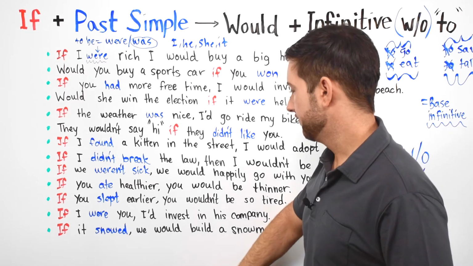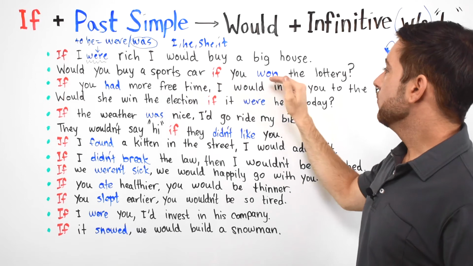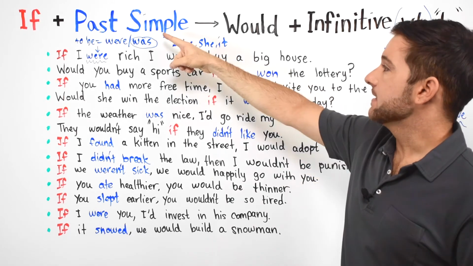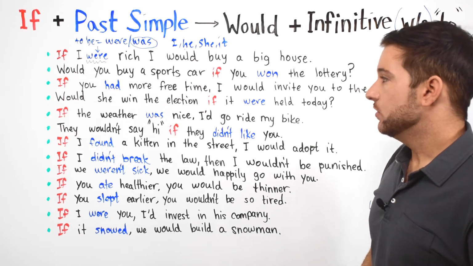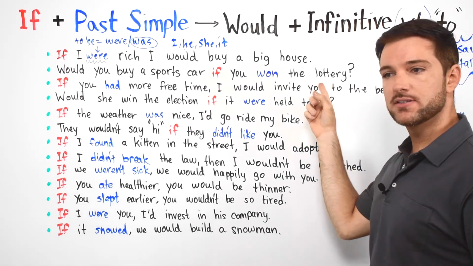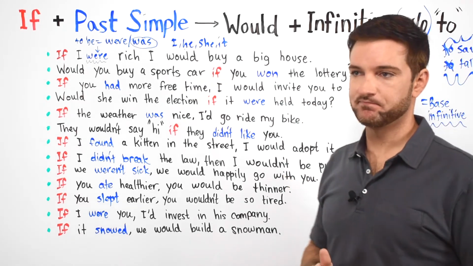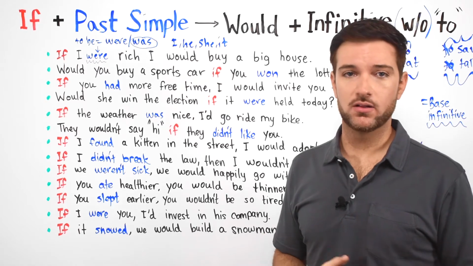Let's continue. Would you buy a sports car if you won the lottery? Won is the past simple coming from the verb to win. Would you buy a sports car if you won the lottery? The lottery is something that you play in America. You can win millions of dollars, right? We call it the Powerball.